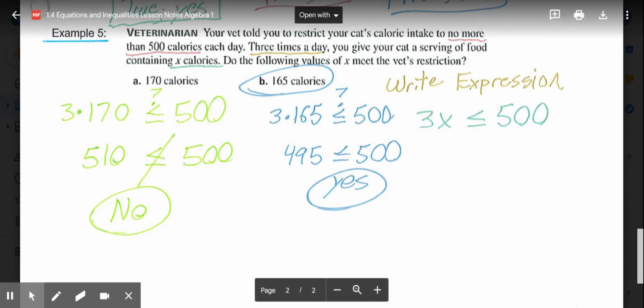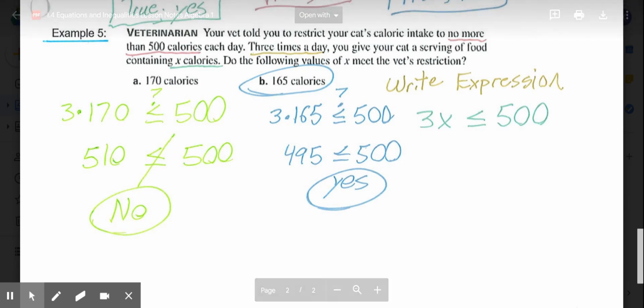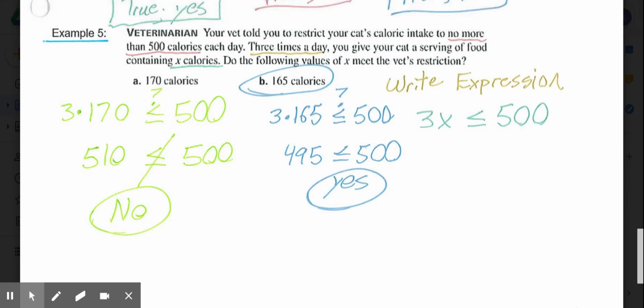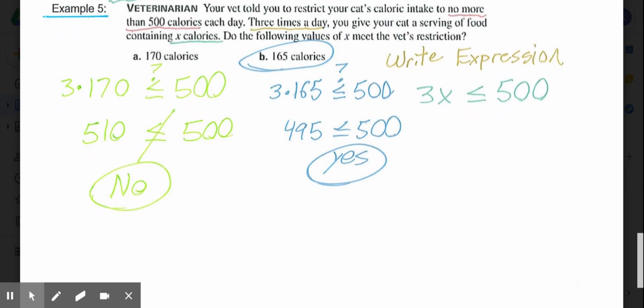In part B, there's 165 calorie food. So we'll substitute 165 for x. 3 multiplied by 165, we're checking if that's less than or equal to 500. It is 495, so 495 is less than or equal to 500. So yes, that food would meet the vet's restriction.